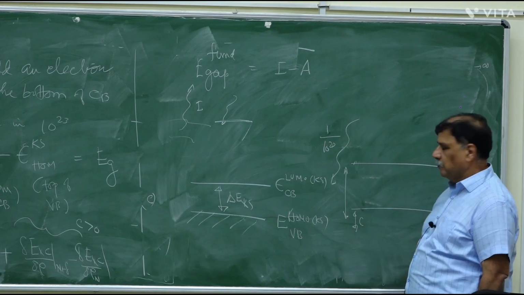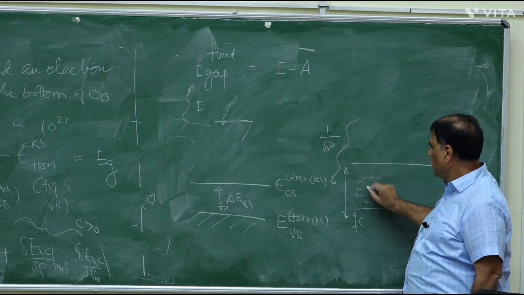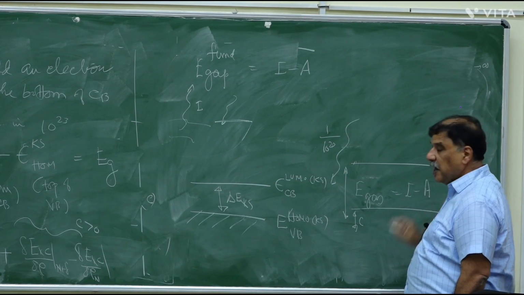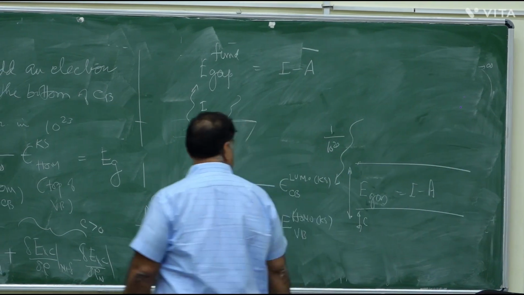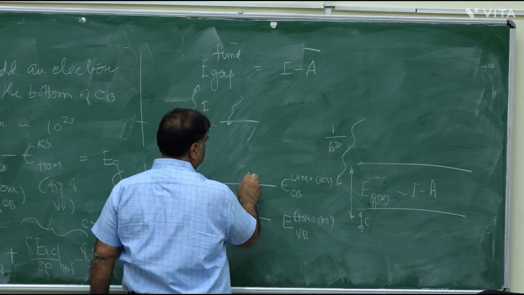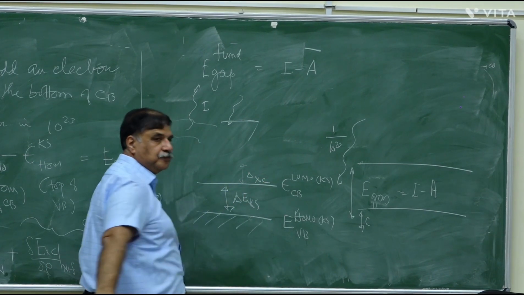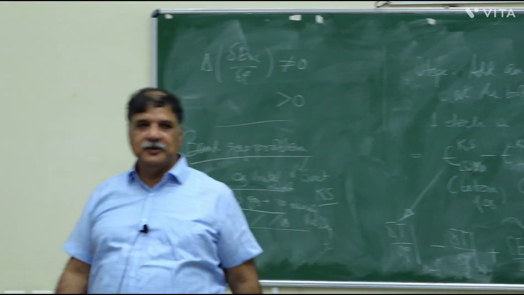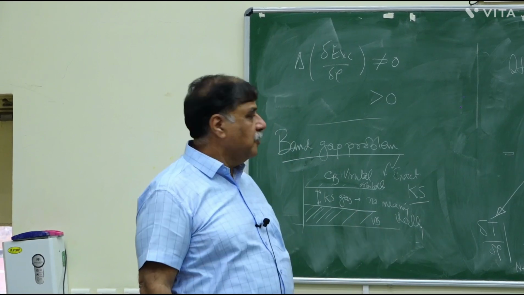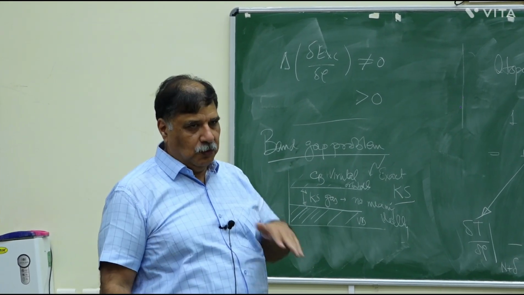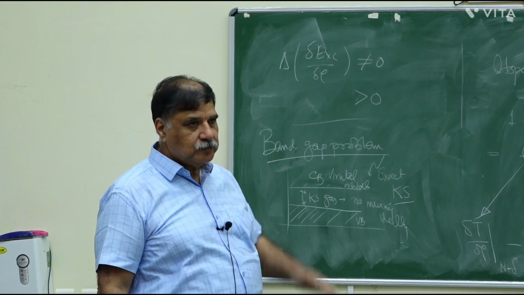This is gap equals I minus A, which is different from delta E KS by this much amount, delta. So even if a real system existed, if it is a semiconductor or an insulator, the KS gap will not give you the proper band gap.